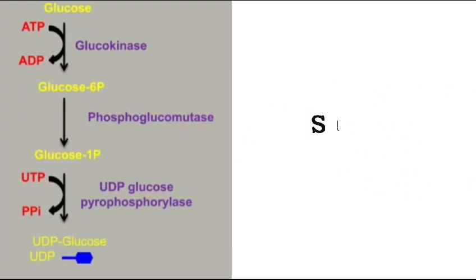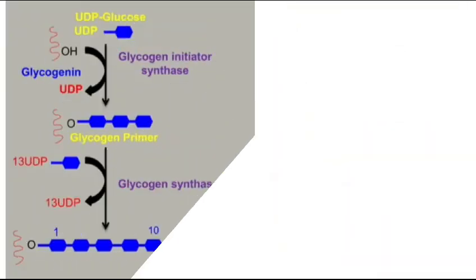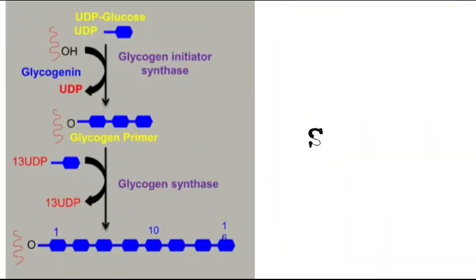So this is the summary. Glucose is converted to glucose 6 phosphate with the help of glucokinase, and phosphoglucomutase converts glucose 6 phosphate to glucose 1 phosphate, and UDP glucose pyrophosphorylase will convert glucose 1 phosphate to UDP glucose. This is the extension of the UDP glucose to the primer called glycogenin. The enzyme is glycogen initiator synthase.